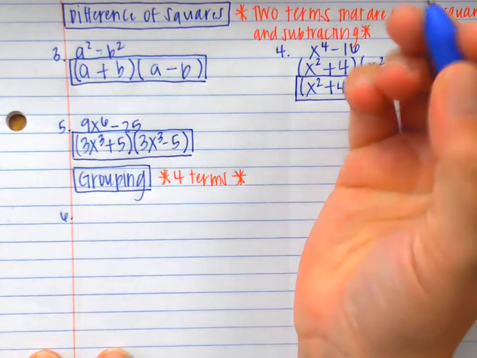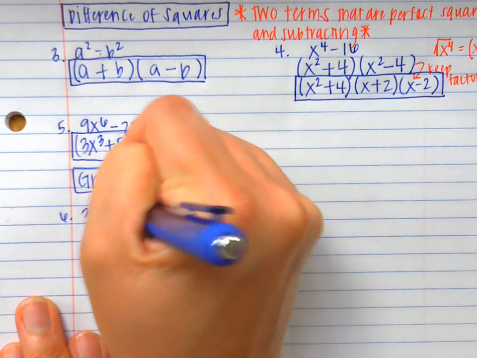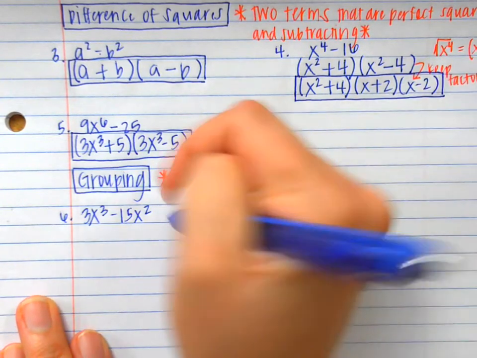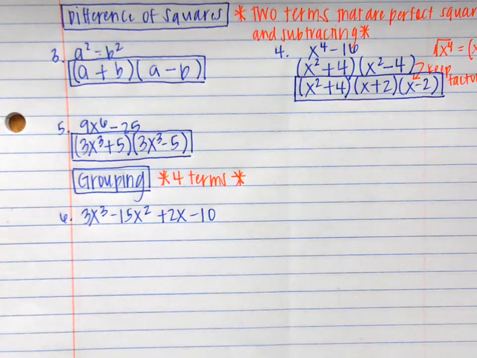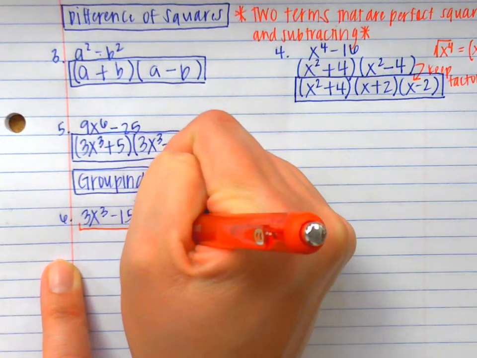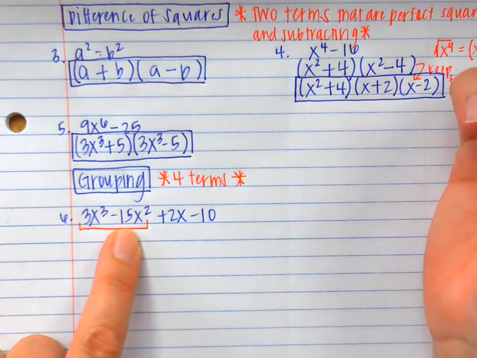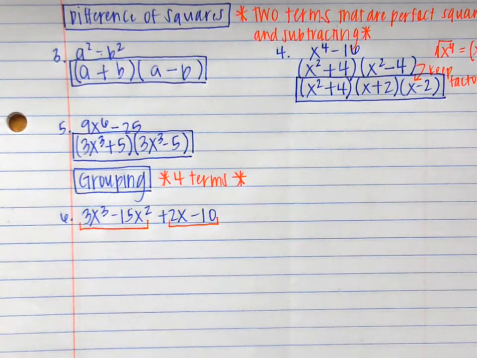So if I gave you 3x cubed minus 15x squared plus 2x minus 10, and I said factor that. With the grouping method, we're only going to do one example here because we're going to do a lot more examples that are going to use grouping in a minute. What you do, and why we call it grouping, is we split it into 2 groups. So we look at the first 2 terms as one group. So 3x cubed minus 15x squared is one group. And then we look at 2x minus 10 as the second group.